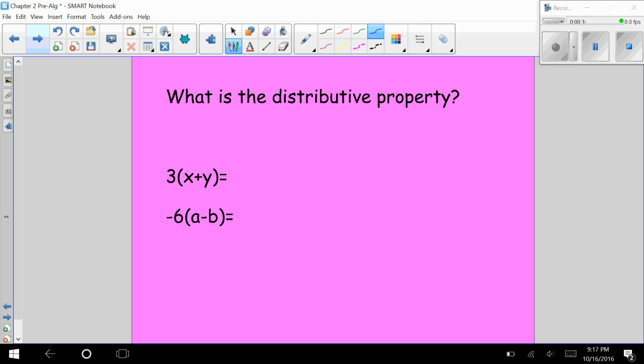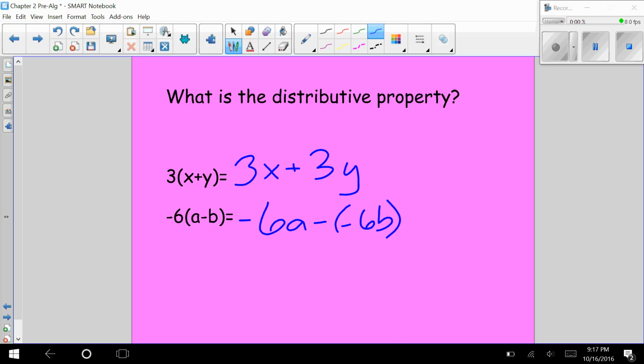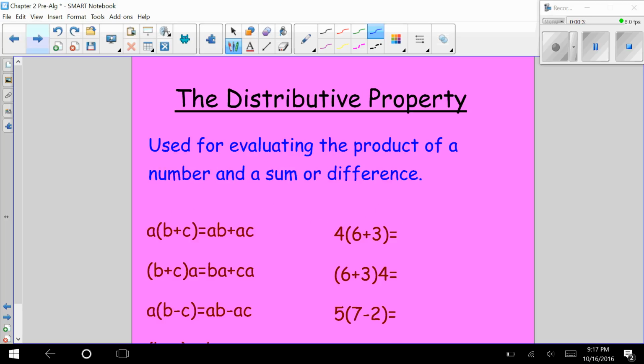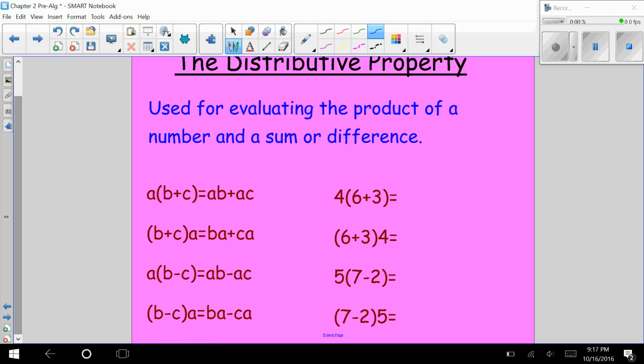If you remember anything about the distributive property from the past, try it on these two expressions. If you did remember, your answers should be 3x plus 3y and negative 6a minus negative 6b. If you didn't remember, that's fine. The distributive property is used for evaluating the product of a number and a sum or difference. So you'll notice in our examples over here on the right, we have a number times a sum, or a number times a difference. That's what that means. That's when we use the distributive property.